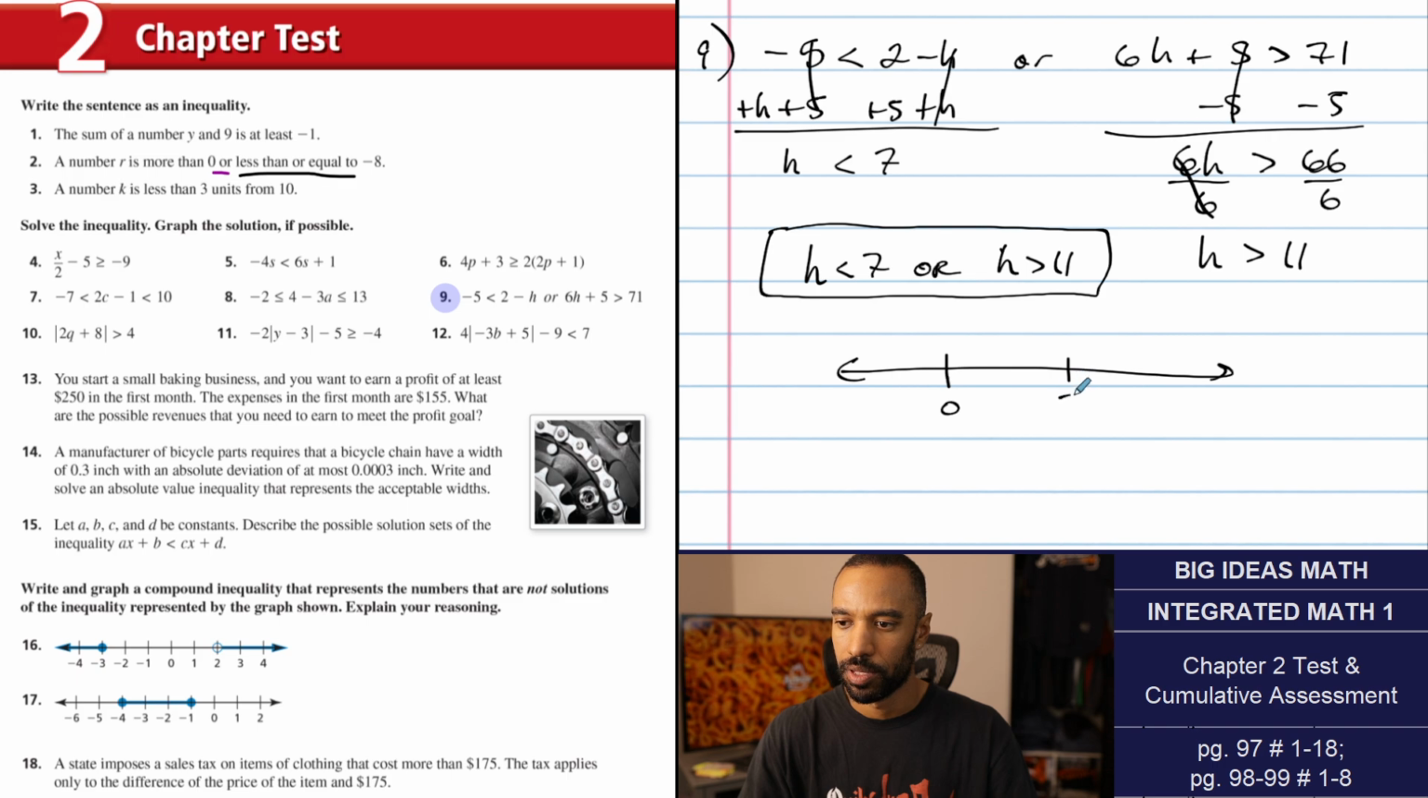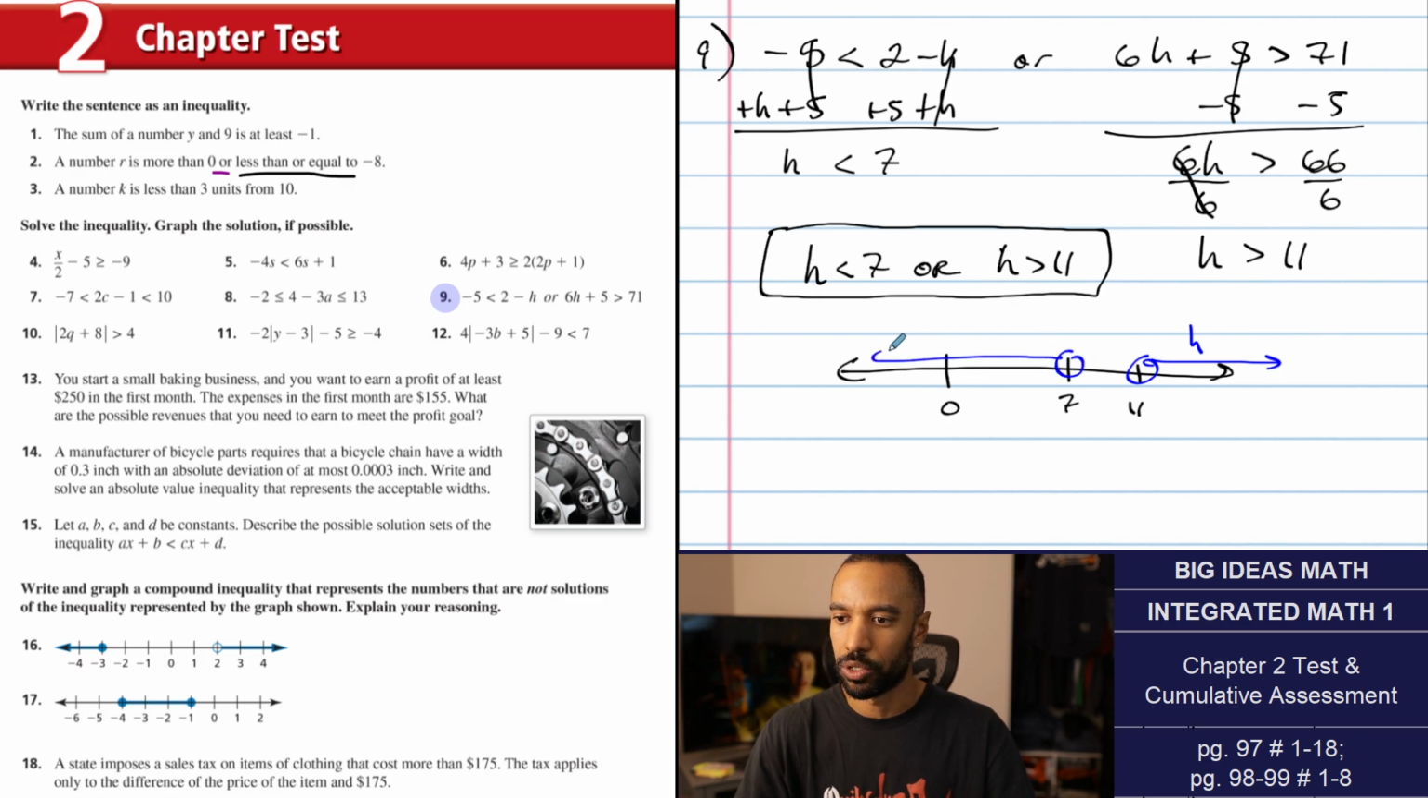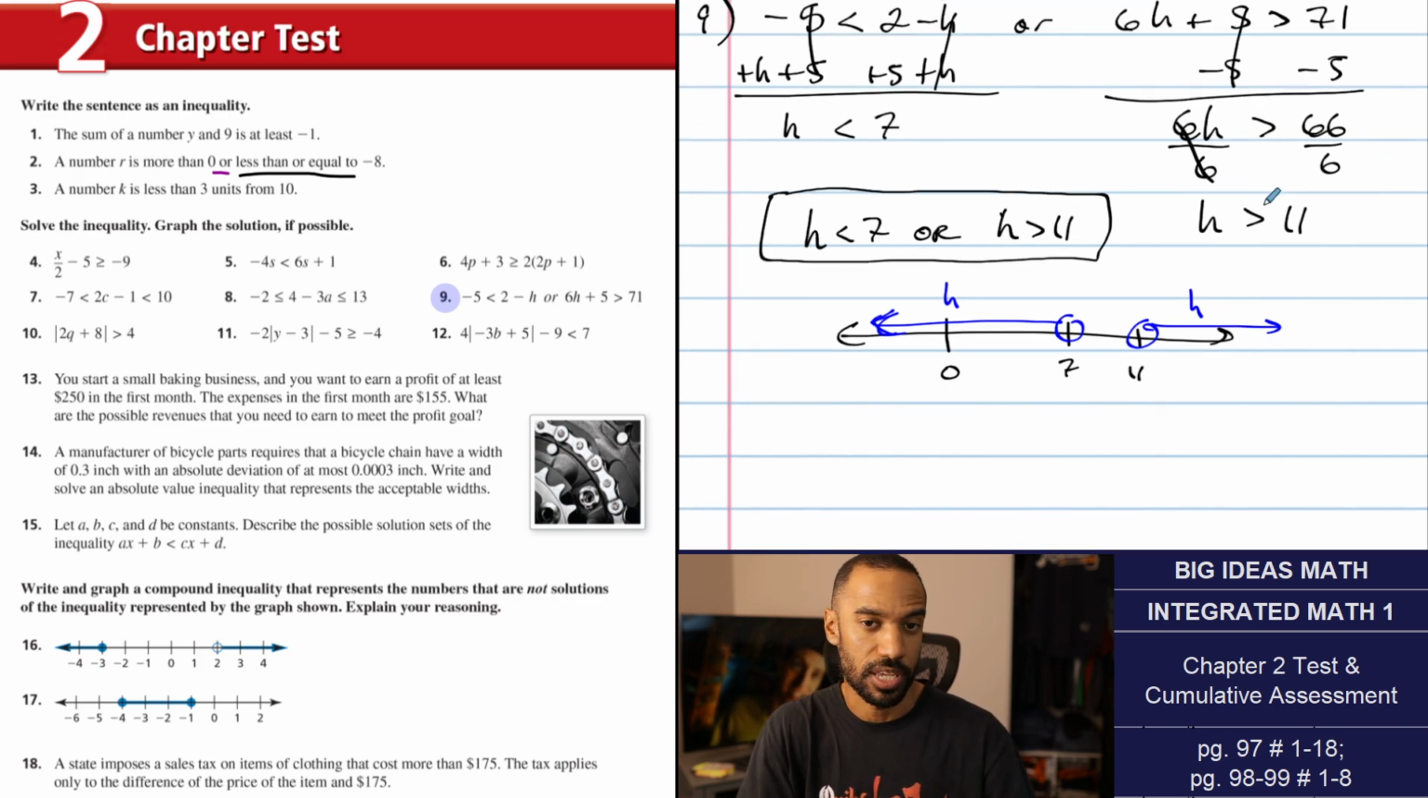Here's 0, and then 7 and 11. We can be greater than 11 this way, less than 7 this way, including 0. We can't be 7 or 11. And it's good. See, 0 satisfies this one. -5 is less than 7. It doesn't satisfy this one. 5 is greater than 7. It doesn't need to satisfy both, just one.